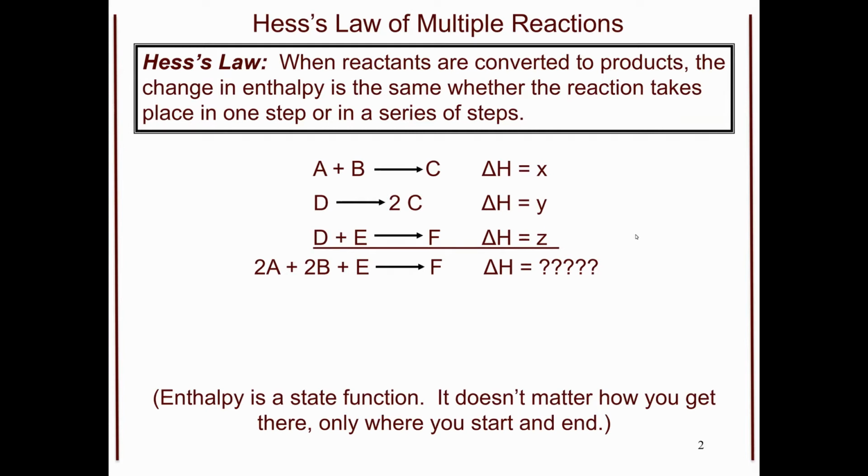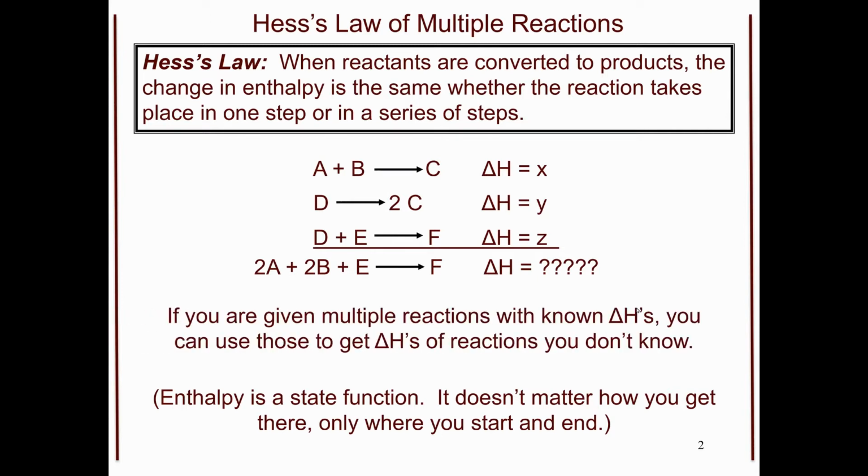Well, the nice part about this is that enthalpy is a state function. It doesn't matter how we get there, just where you start and end. So this means that we can either do it in one step, four steps, or some combination in there. So what we can do here is look at our reaction and see how we can manipulate this. If you are given multiple steps in a reaction and you know those delta H's listed off the side, you can use those to get the delta H's of the reactions you want to know.